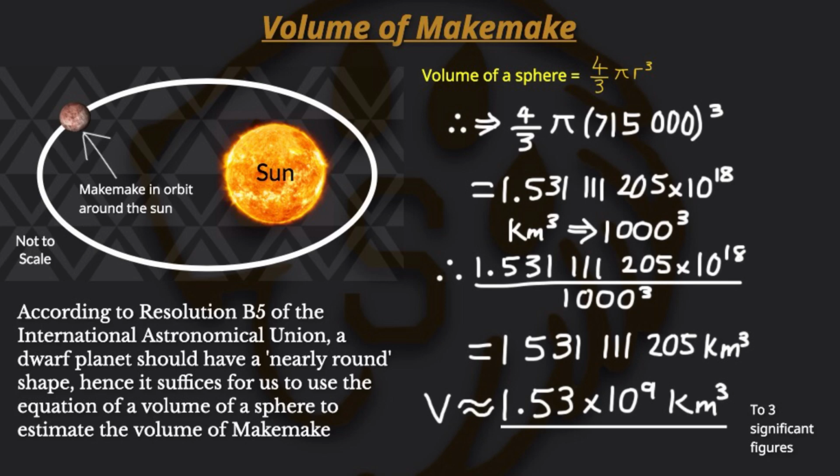equal to 1000 to the power of 3, and that's why we have that value divided by 1000 cubed, which then gives us that value in cubic kilometers, and therefore the volume of Makemake is approximately equal to 1.53 times 10 to the power of 9 cubic kilometers, correct to 3 significant figures for accuracy.